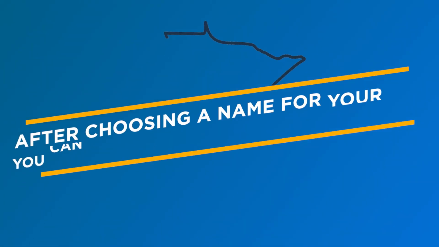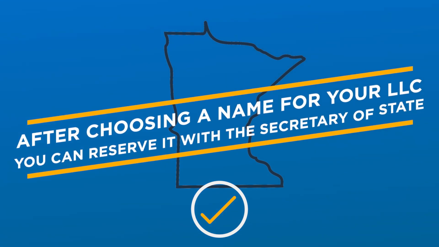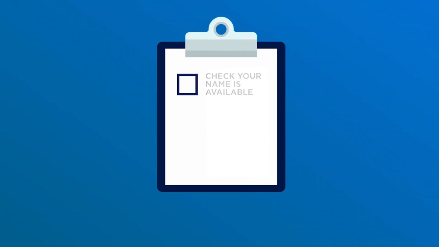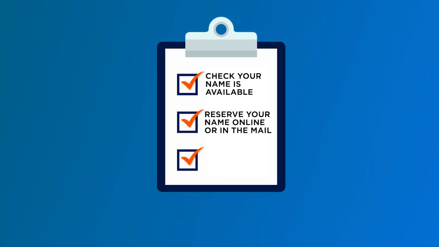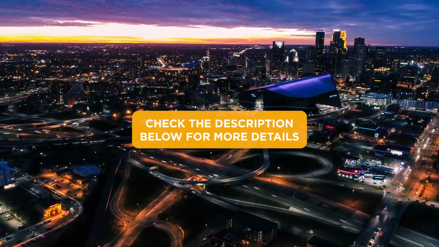After choosing a name for your LLC, it's a good idea to reserve it with the Secretary of State. This isn't a requirement, but it will prevent other businesses from being able to use your proposed name. First, check the name's availability using the Minnesota Secretary of State search tool. After you have confirmed that the name is available, file a name reservation form by mail or online. Note there is a fee. Check the description below for more details.